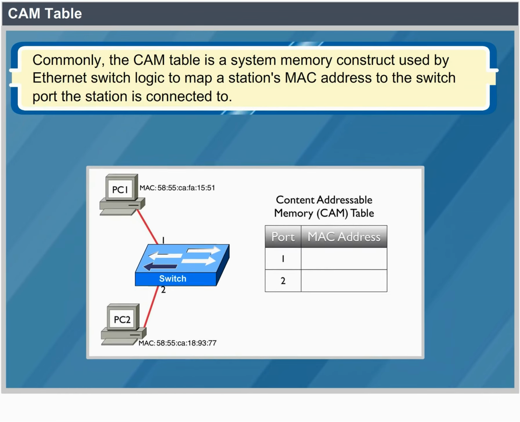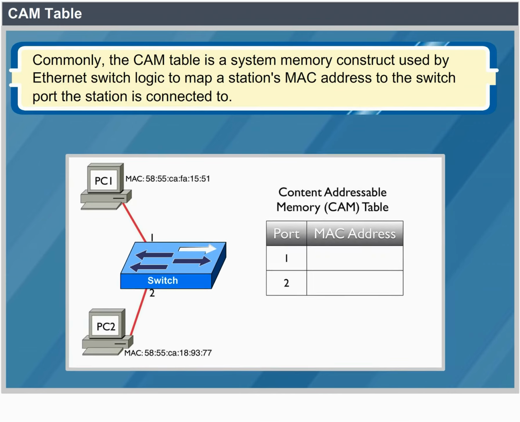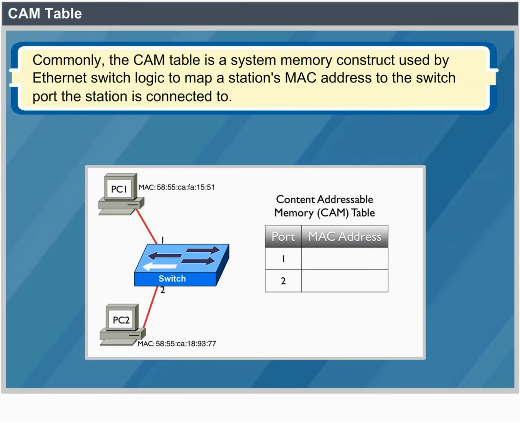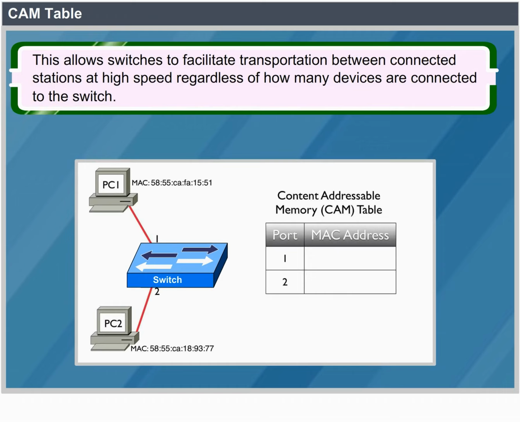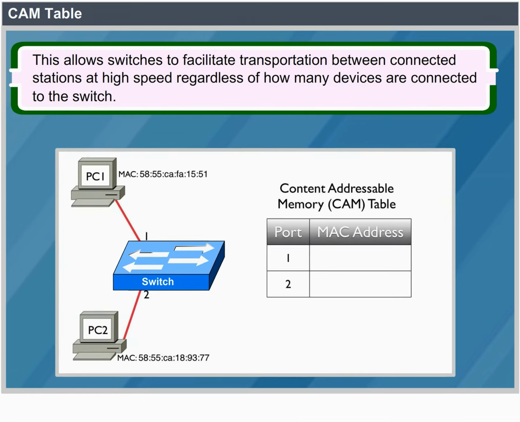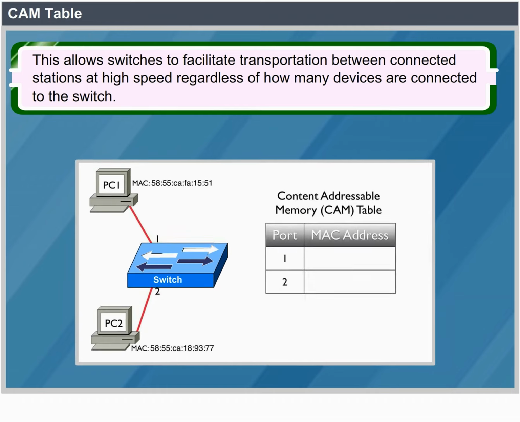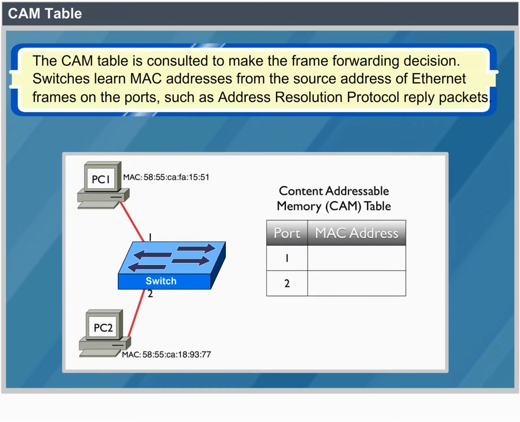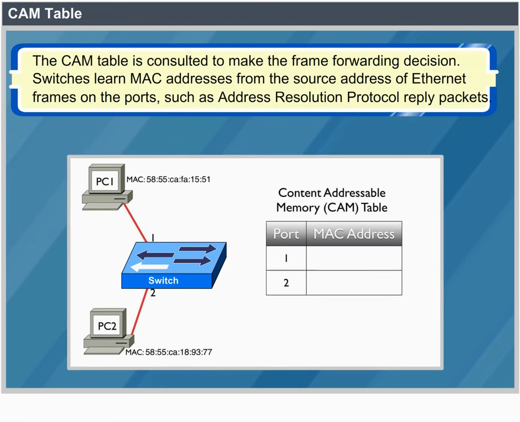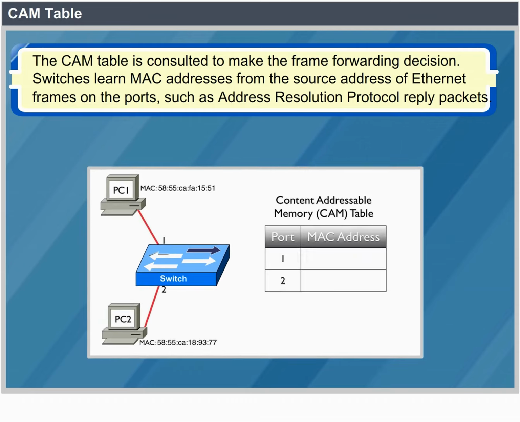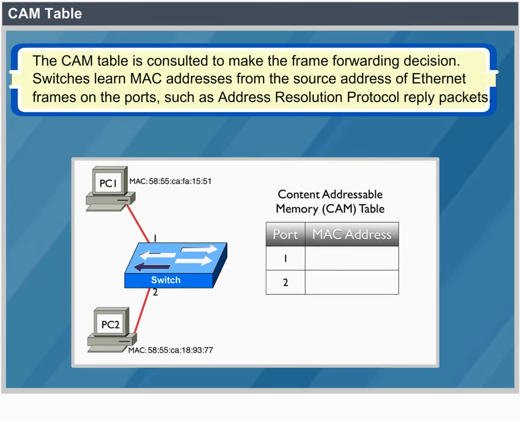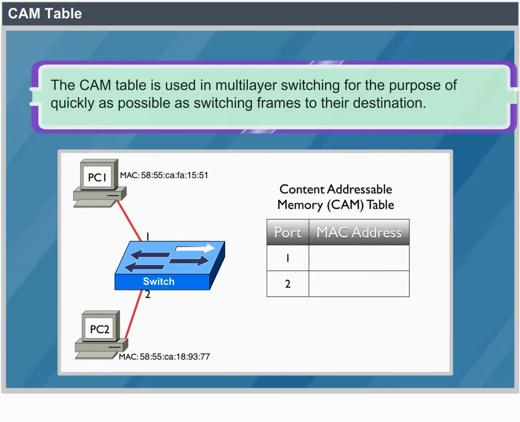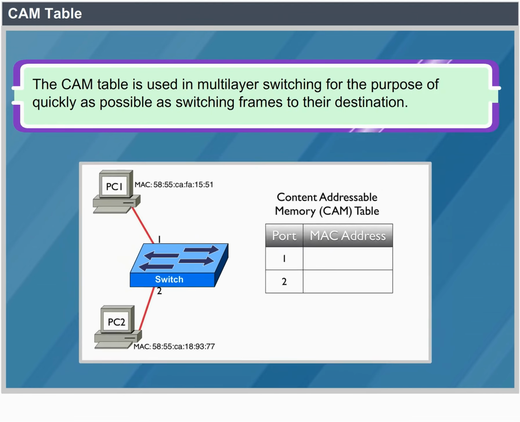Generally, the CAM table is a system memory construct used by Ethernet switch logic to map a station's MAC address to the switch port the station is connected to. This allows switches to facilitate communications between connected stations at high speed, regardless of how many devices are connected to the switch. The CAM table is consulted to make the frame forwarding decision. Switches learn MAC addresses from the source address of Ethernet frames on the ports, such as Address Resolution Protocol response packets. The CAM table is used in multi-layer switching for the purpose of quickly switching frames to their destination.